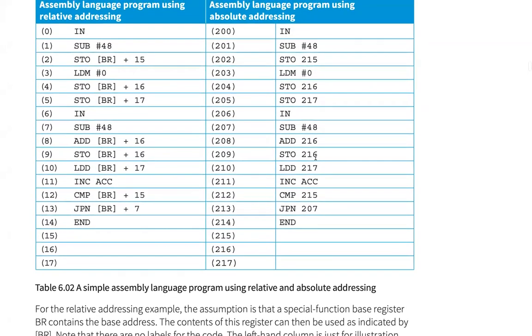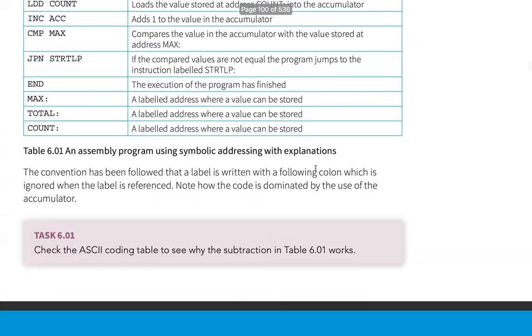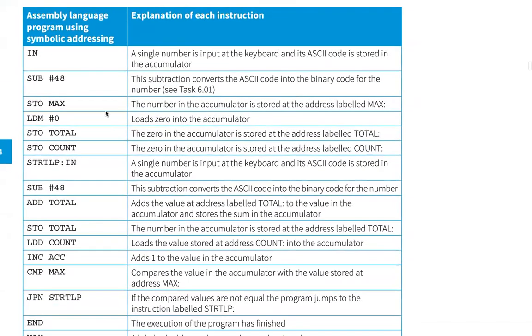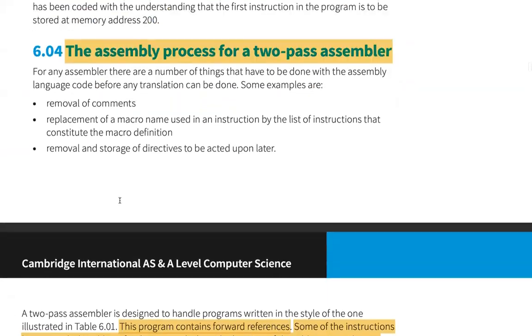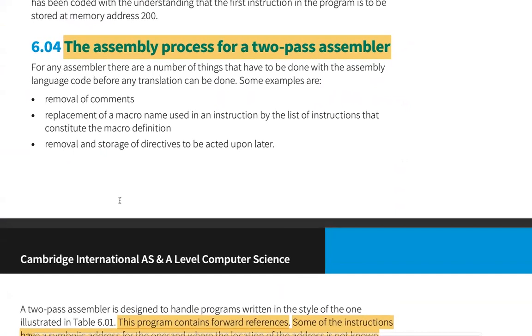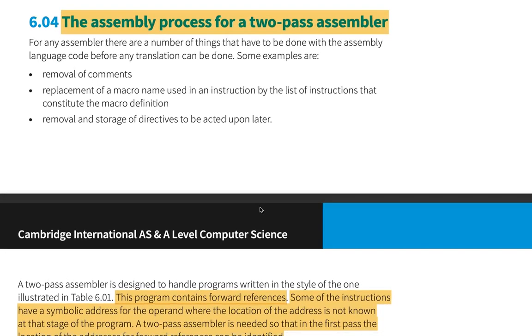Okay, now that we have a slight understanding of how addressing modes, that is symbolic addressing versus absolute addressing versus relative addressing, work, let's look at the basic overall process of a two-pass assembler. Obviously, as the name suggests, a two-pass assembler means that my whole assembly process is working in two phases, and each phase or pass has its own set of activities. So let's look at each of them.